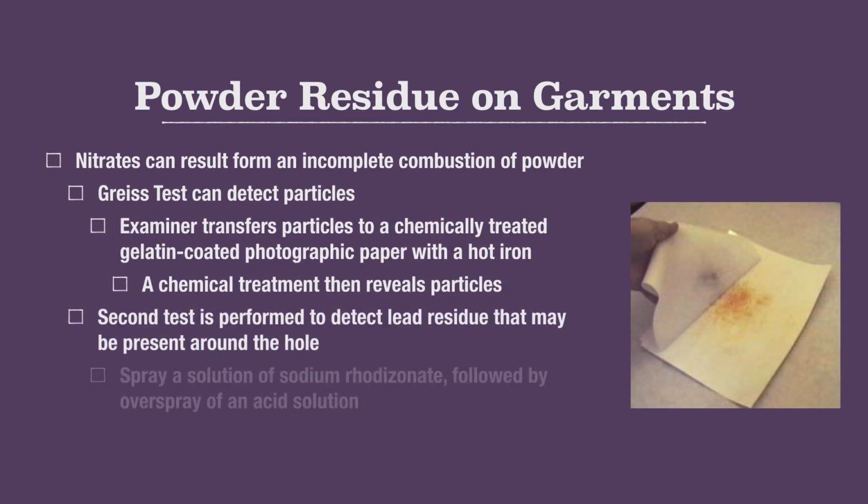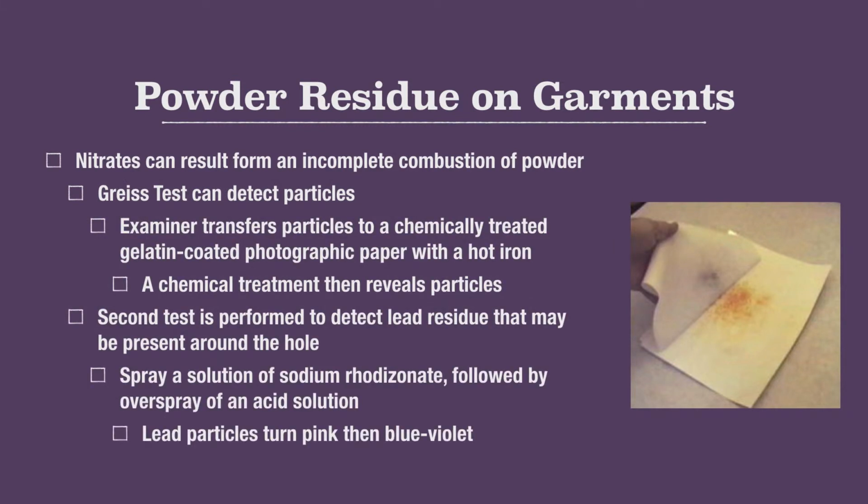Nitrates can result from an incomplete combustion of the powder. There's what's known as the grease test, and it can detect particles. The examiner transfers the particles to a chemically treated gelatin-coated photographic paper, and they do this by applying the paper onto the garment and then applying a hot iron, and then a chemical treatment to this paper reveals the particles.